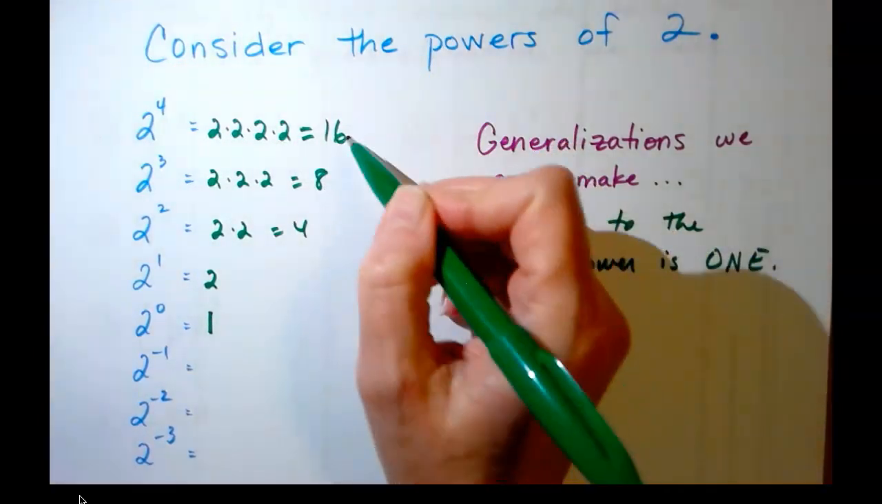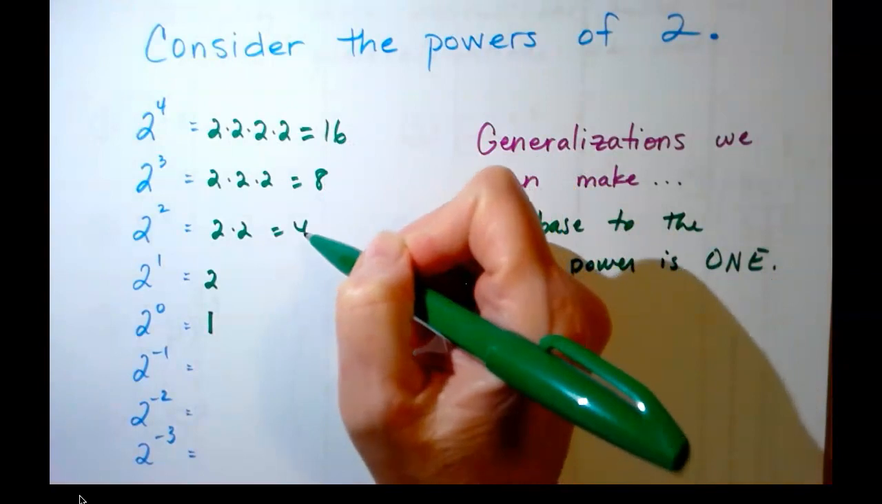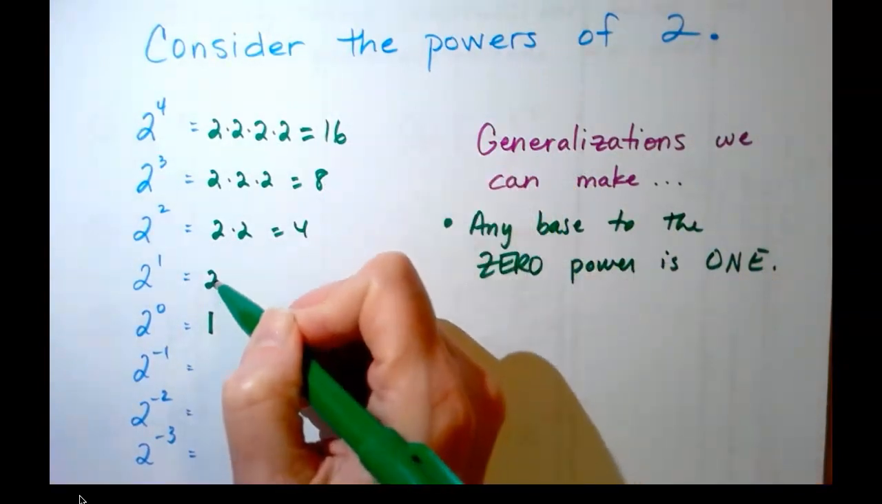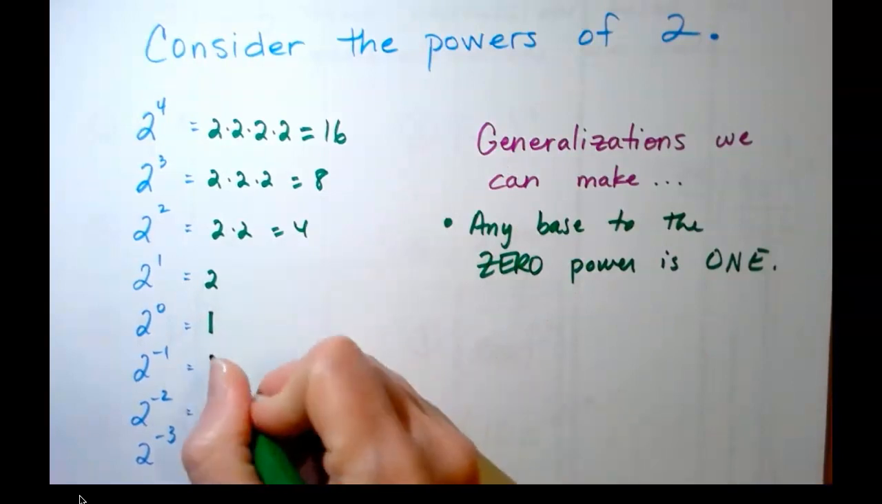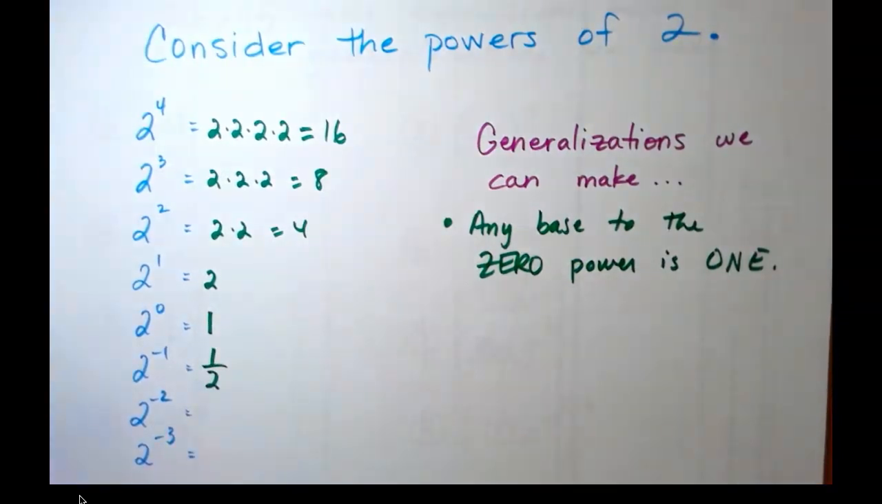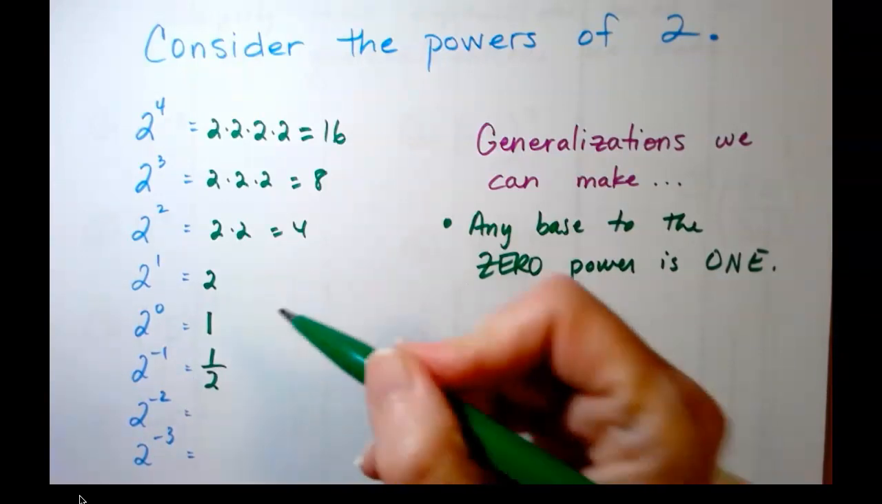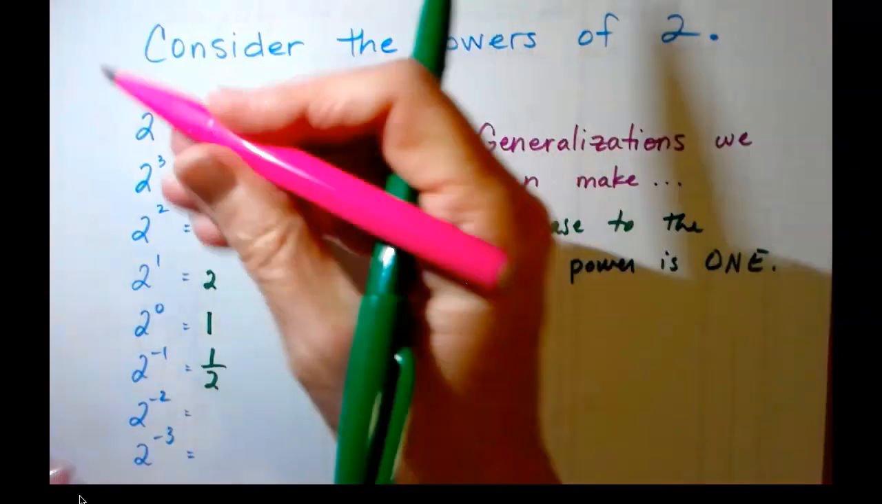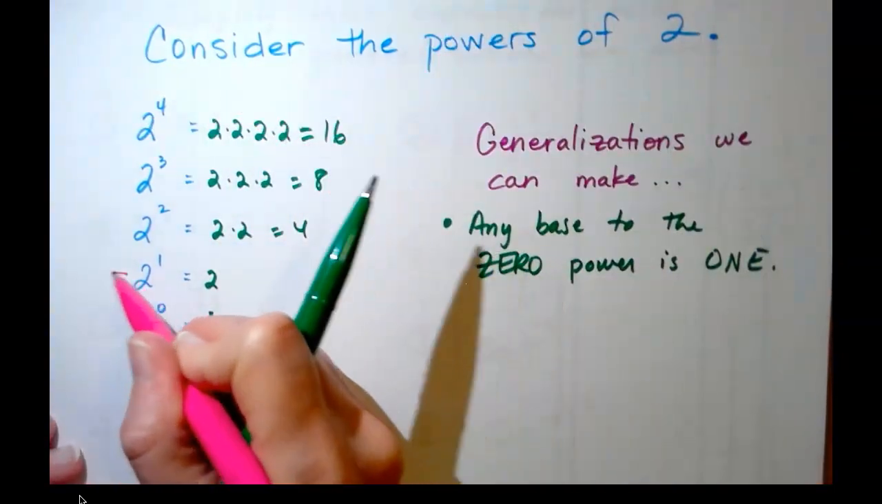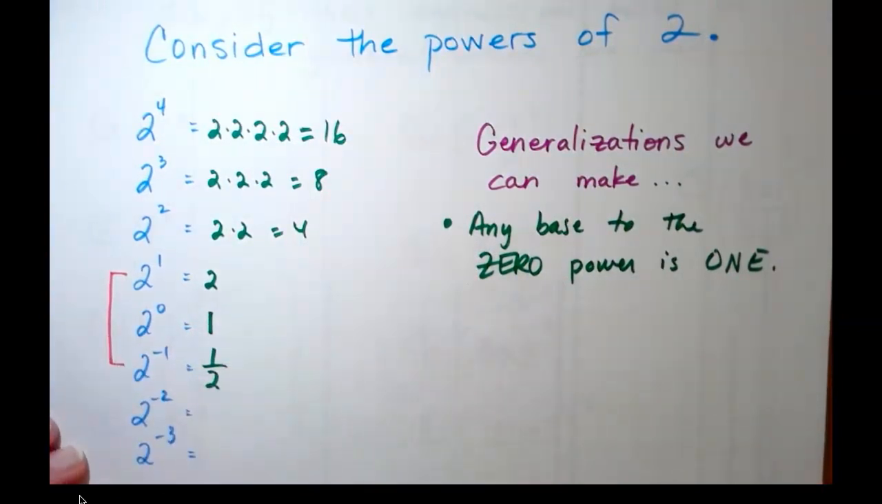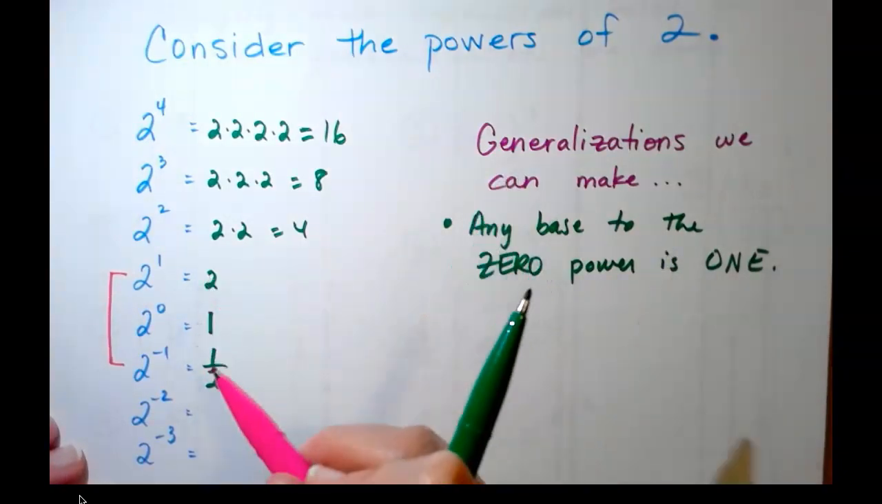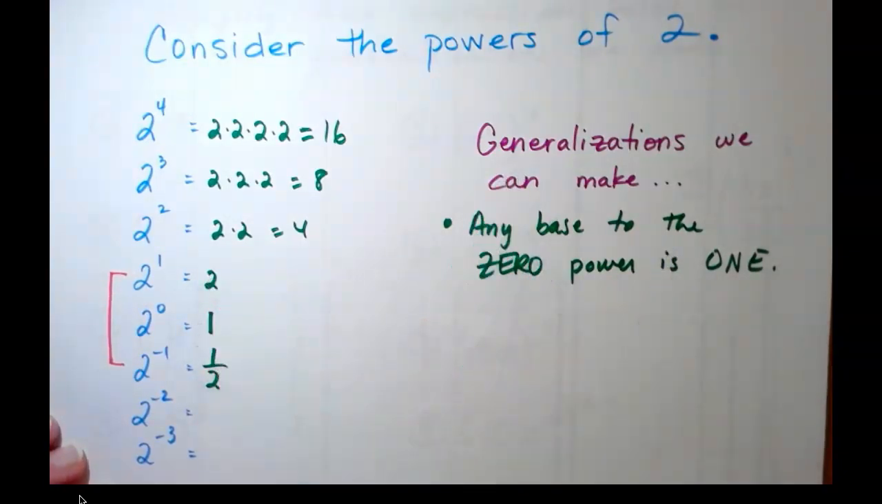16 divided by 2 is 8. 8 divided by 2 is 4. 4 divided by 2 is 2. 2 divided by 2 is 1. 1 divided by 2: 2 to the negative 1 power is 1/2. So if you think about it in terms of comparison, if we compare 2 to the positive 1 and 2 to the negative 1, they are related. 2 and 1/2, they are reciprocals.